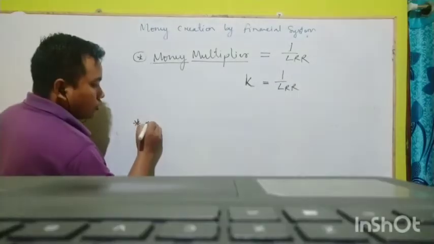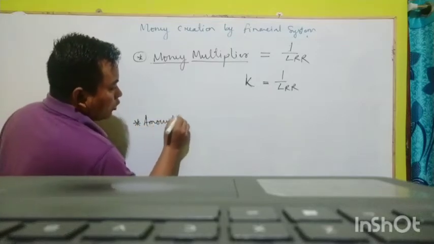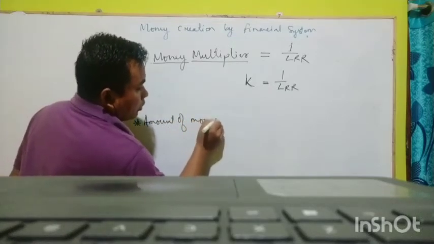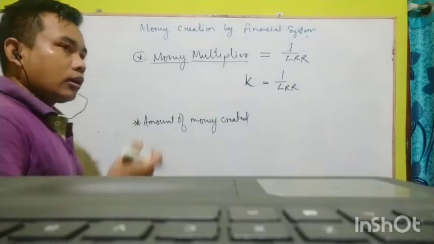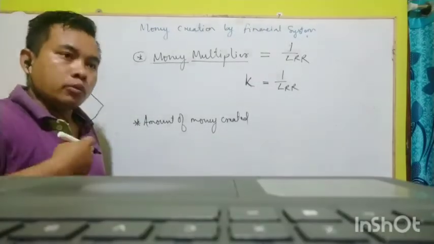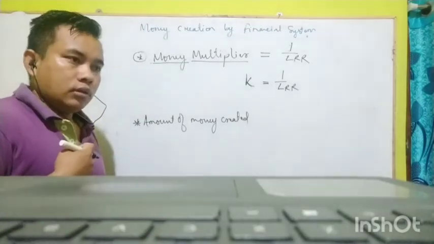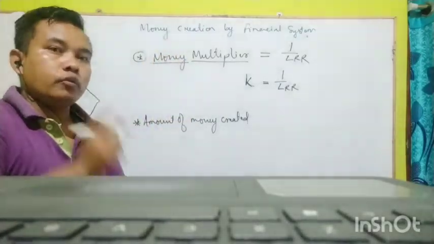Here it goes. So the amount of money created, we can calculate this. Because of the deposit a borrower makes in the bank, for rupees 100 deposited, how much extra money will be created, we can calculate that.